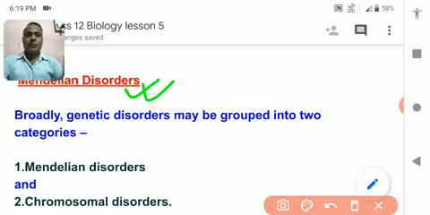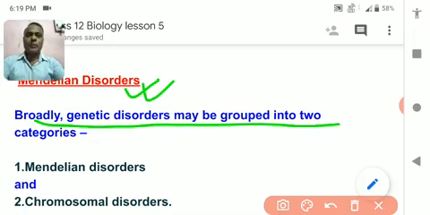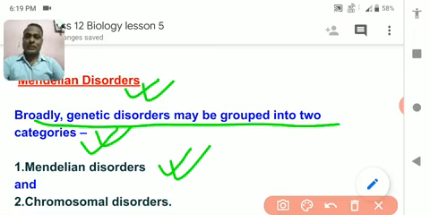And broadly, genetic disorders can be grouped into two categories. That is Mendelian disorders, because all the characters or disorders move the same way as Mendel described in his principles, or it may be chromosomal disorders. We will study it in a broad way. Understood?